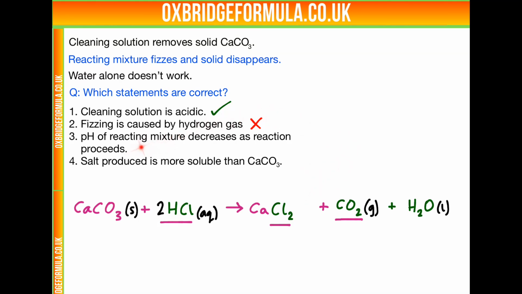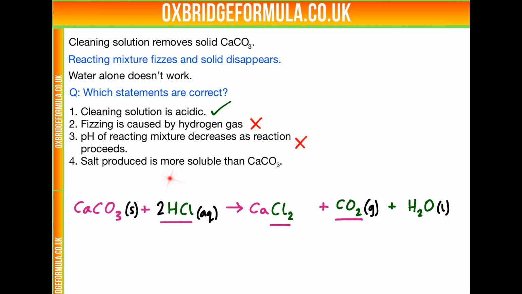Next, what happens to the pH of the reacting mixture as the reaction proceeds? Well, we know pH depends on the concentration of hydrogen ions in solution. And what's happening to that as this reaction is going on? Well, the hydrogen starts in the form of acid and finishes in the form of water. And so we know that the reactant mixture is going to become less acidic as the reaction goes on and the acid's used up. And this would correspond to, of course, an increase in pH rather than a decrease. So we know this is wrong.